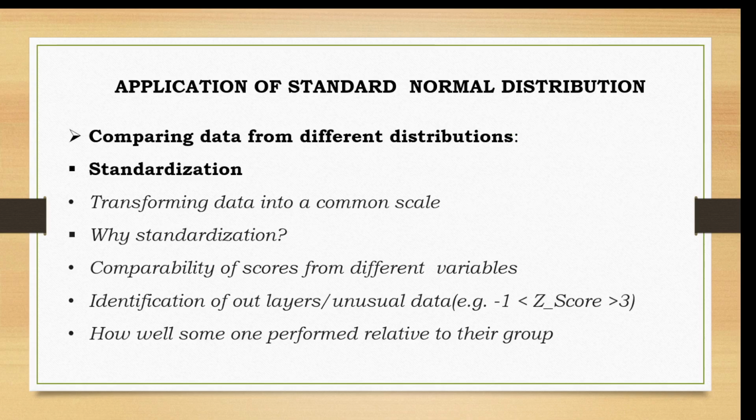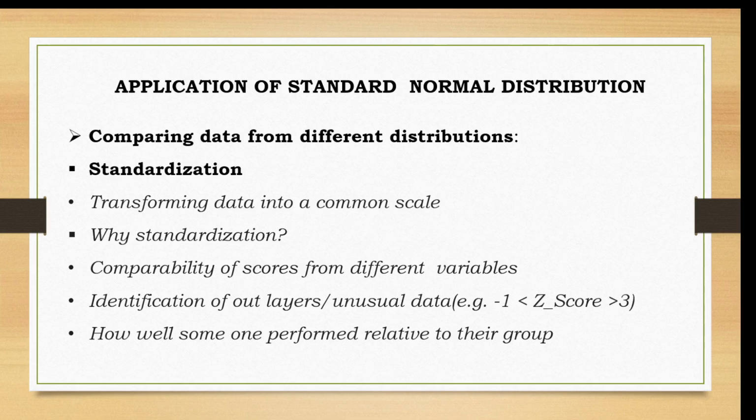Standardization is the process of transforming data into a common scale that can be understood by everybody. Once the data is transformed into a common scale, which is the Z score, it can help us to compare different scores from different variables. It can also help us to identify the outliers, which are unusual data.